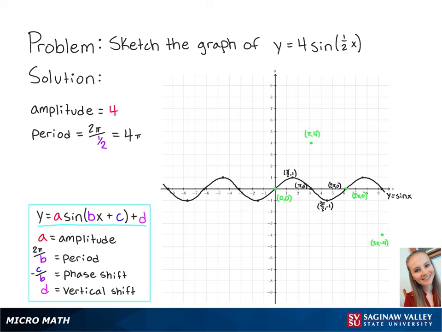Next, we're going to plot the points with negative x values. The low point will be at (-pi, -4), the midpoint will be at (-2 pi, 0), and the high point will be at (-3 pi, 4).